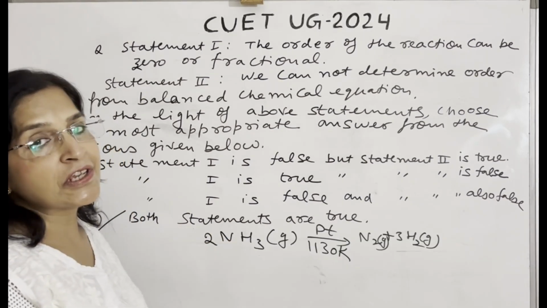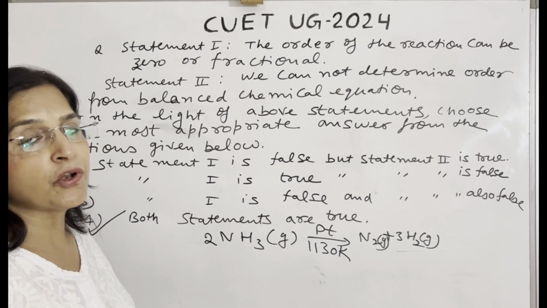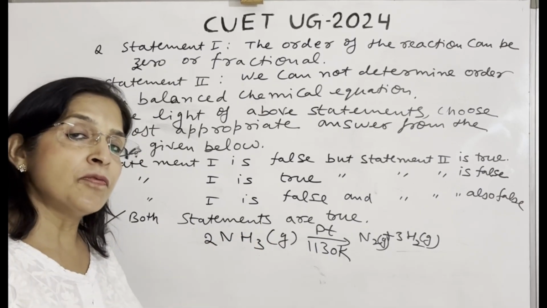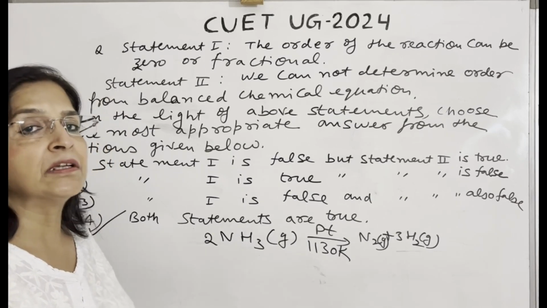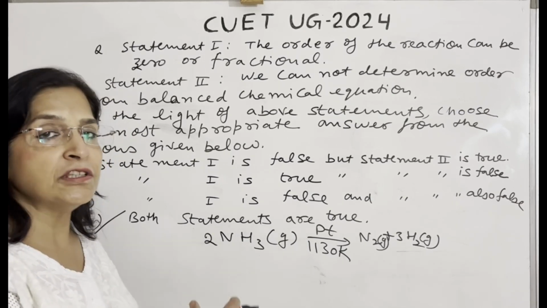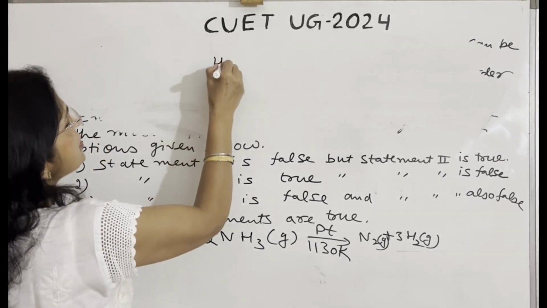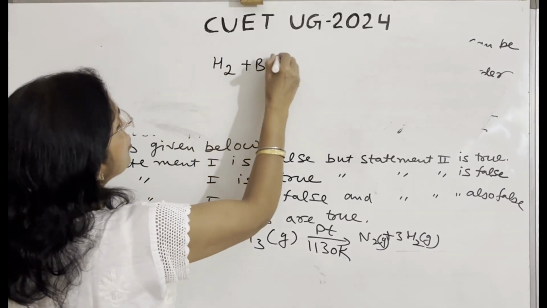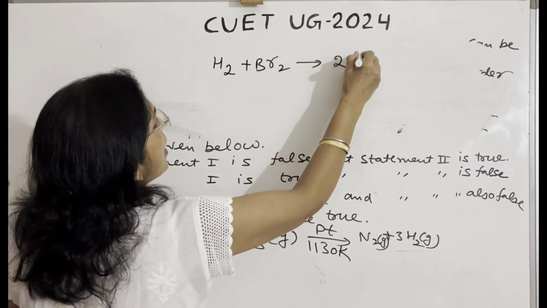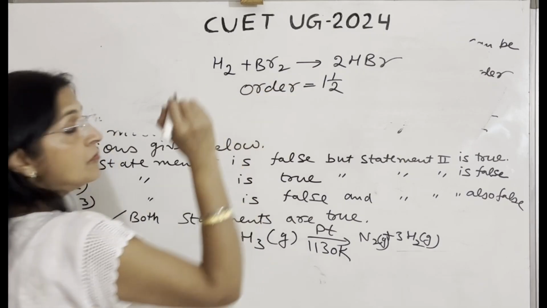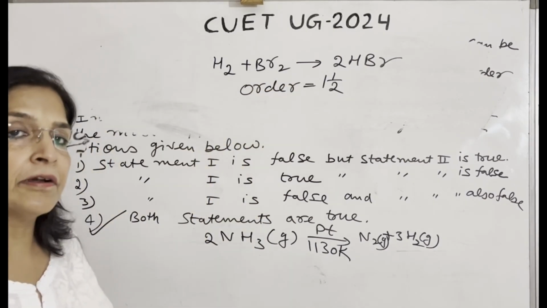This reaction is of 0 order where the decomposition of ammonia is taking place in the presence of platinum. So the concentration of ammonia on the surface of a metal remains same. Therefore, this type of reaction follows 0 order reaction. Hydrogen combines with bromine to give hydrobromic acid.